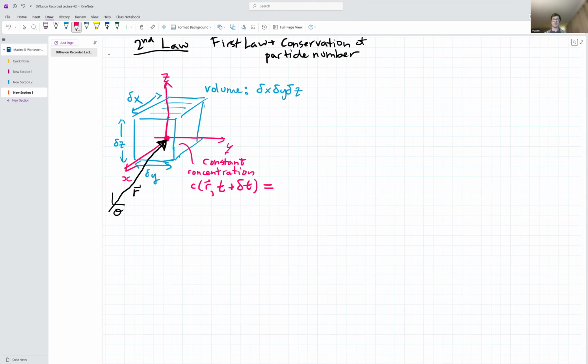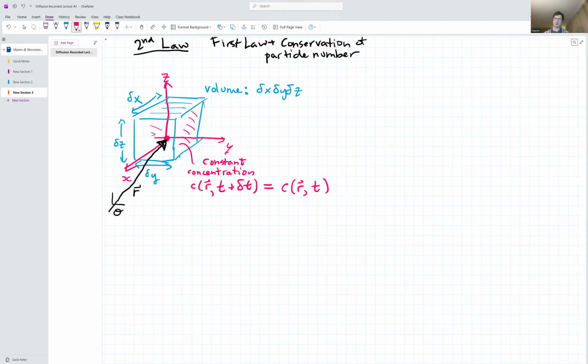So we know that, first of all, in general there must be some initial concentration in there. So the concentration after a certain amount of time, delta t, should be the concentration at the initial time. And now we have to count all of the particles that come in and out of the box. Now, how do the particles come in and out of the box? They must leave through these surfaces, through the surfaces of the cube.